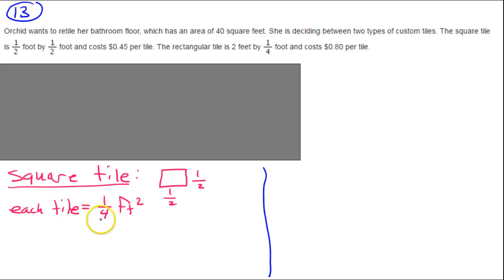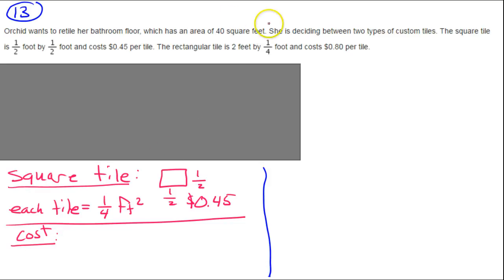Okay, that's how much it covers. It's 1/4 of a square foot. What else do we need to know? Oh yeah, the cost. The cost of this thing, I'll just put it off to the side here. The cost is 45 cents each. So now let's use that information to calculate the cost of the project.